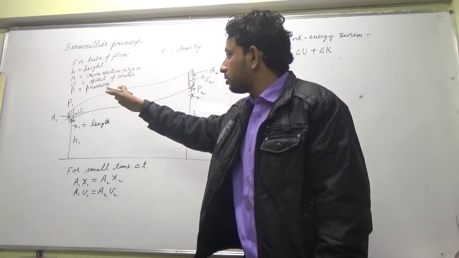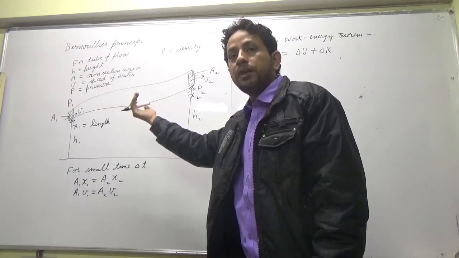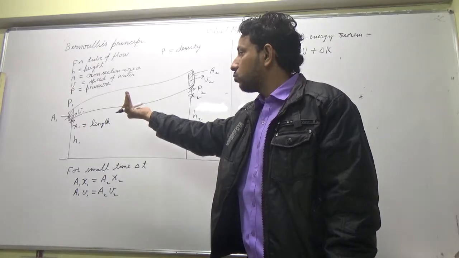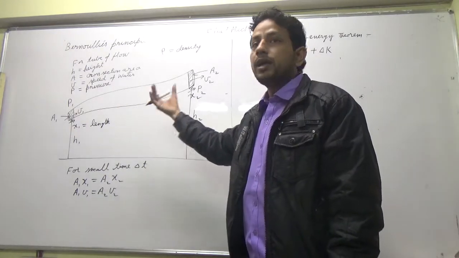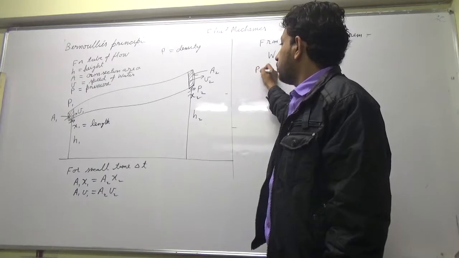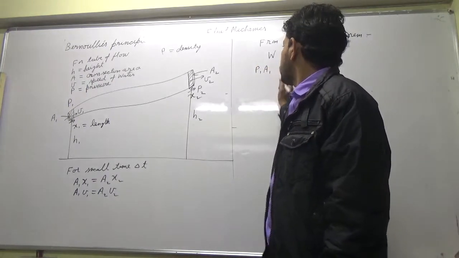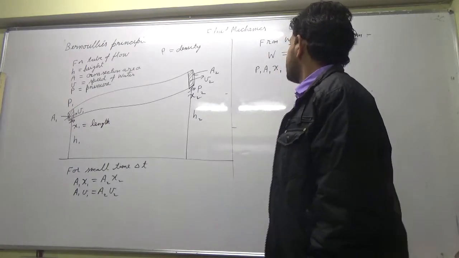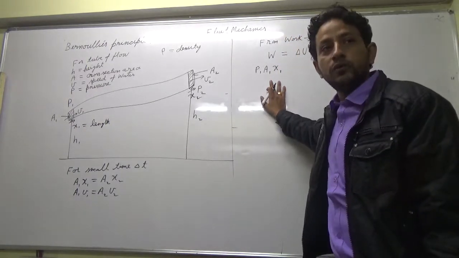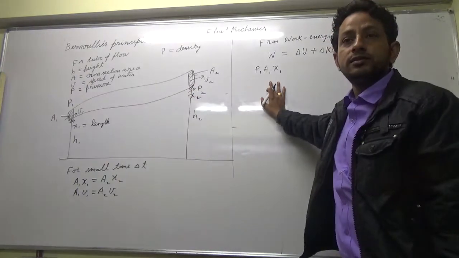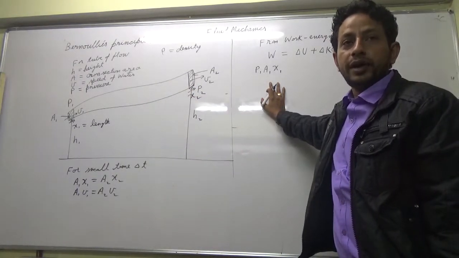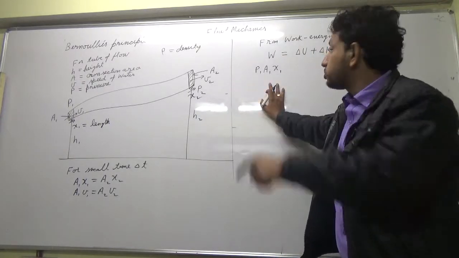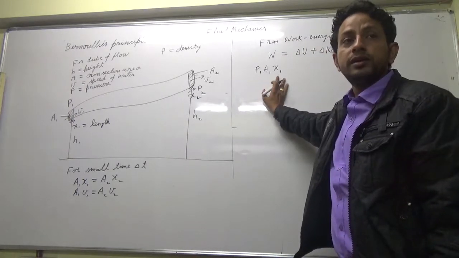This liquid is experiencing a pressure from the other parts of liquid, and it is getting worked by a value P1 into area 1, that is force into displacement. Will it be the work done on the liquid from first side? Pressure into area, because pressure will act from the other parts of liquid. So pressure into area is force into displacement.